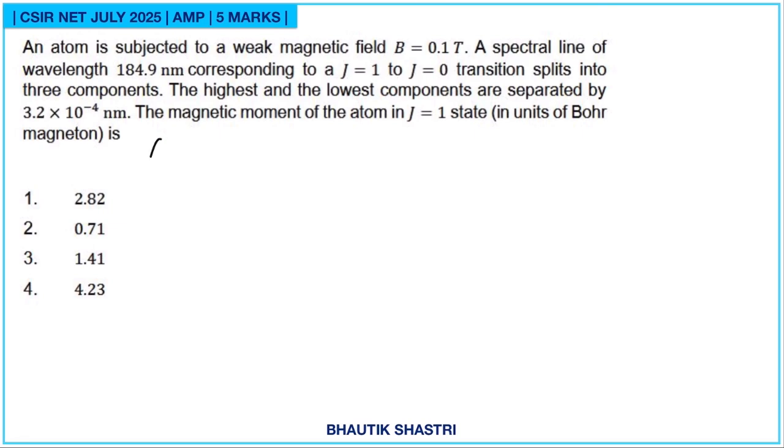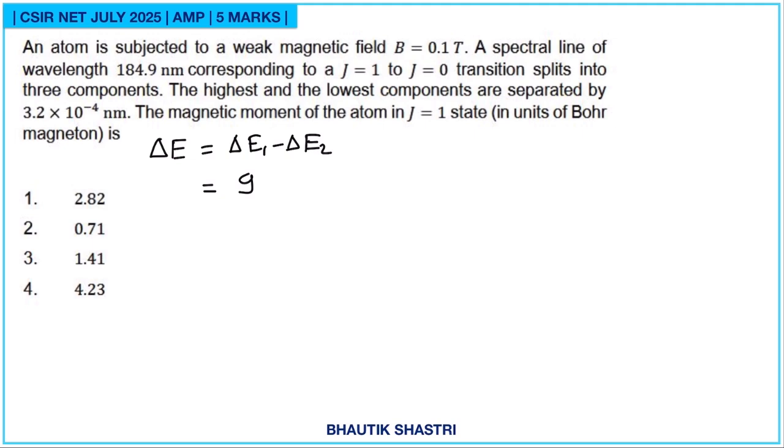Now here delta E is equal to highest and lowest, so delta E1 minus delta E2. So the corresponding energies are g J, m J, mu B, B. So we'll write it.